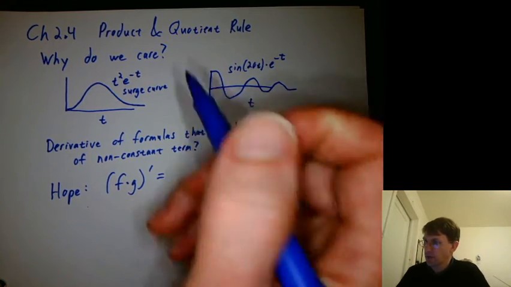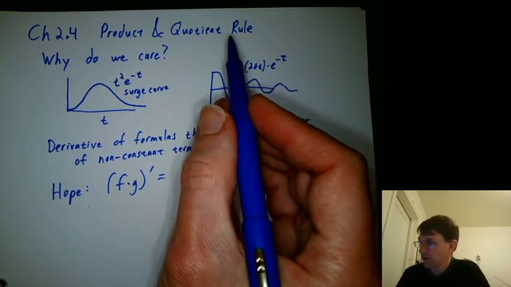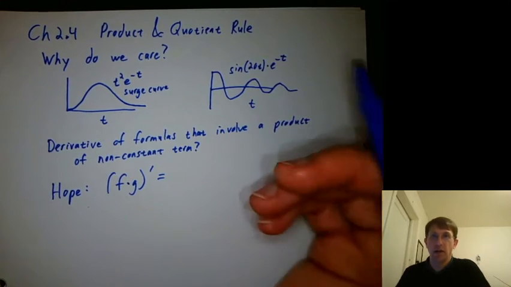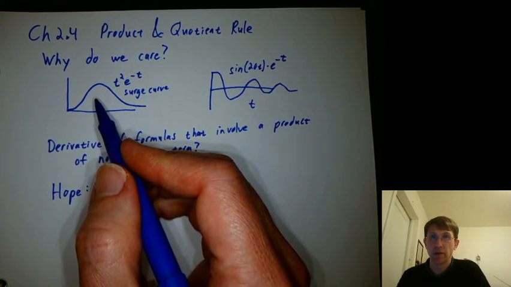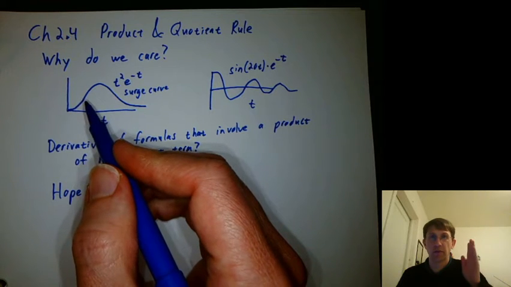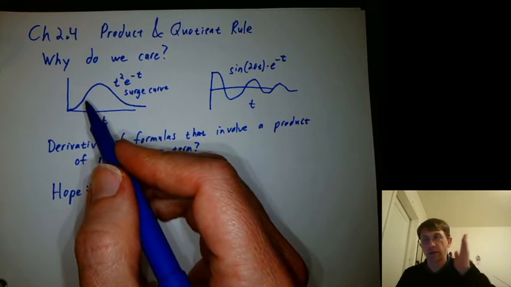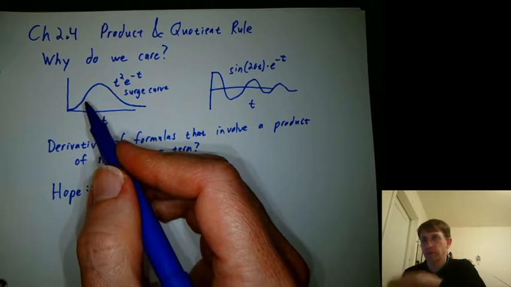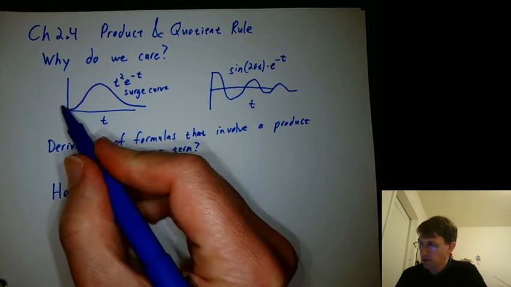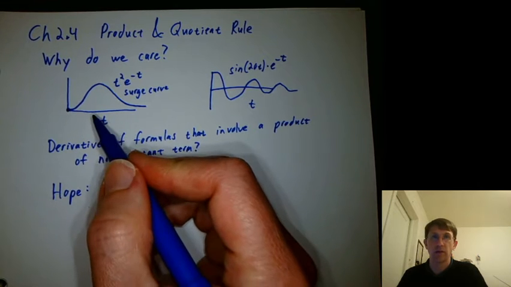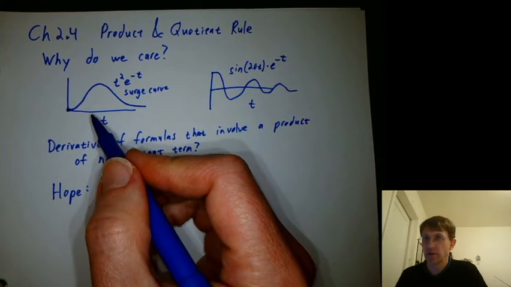Let's talk about chapter 2.4, the product and quotient rule. The first question is often, why should we care? Well, we've talked about compartment models in pharmacokinetics, where medicine is moving from the stomach to the gut and to the blood and to the lymph. And we saw a curve like this. It's kind of like a bell curve, but it definitely starts at 0, 0, which statistical bell curves don't usually.